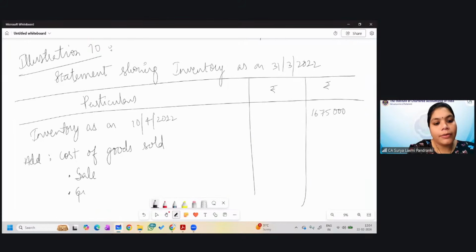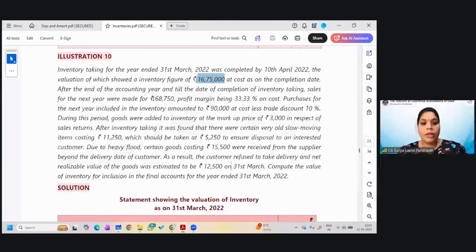Sale and gross profit. What is the sale value? They told sale is 68,750. I'm also considering the returns here. What are the returns that we have? They gave you sales returns also in the question. Just 3,000. Can you see this? I'm taking both of them together. Sales and sales returns can be taken together.